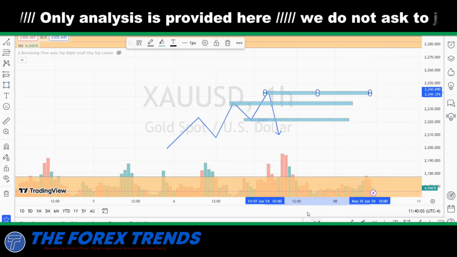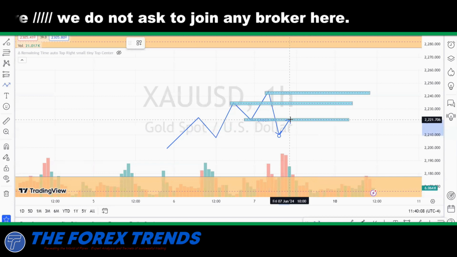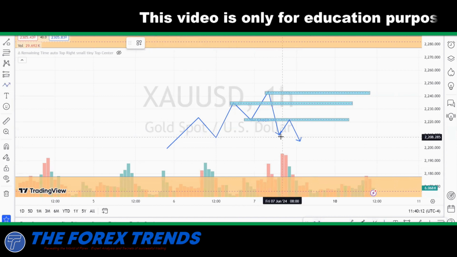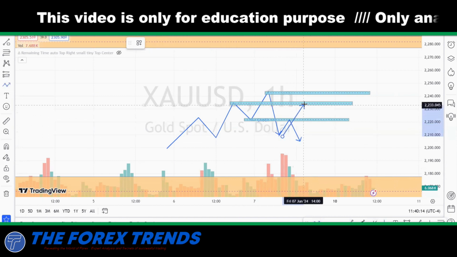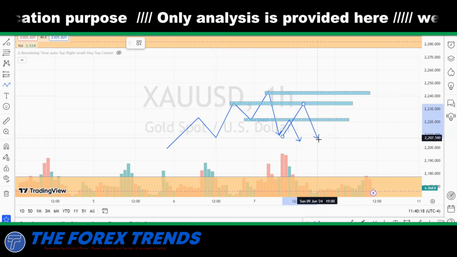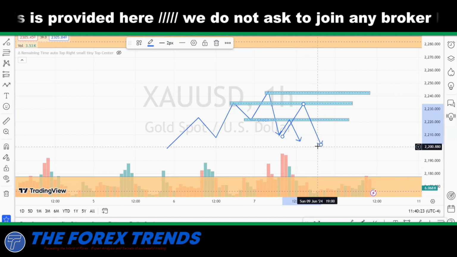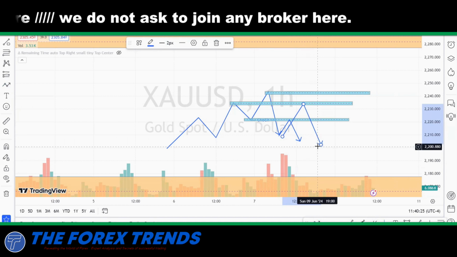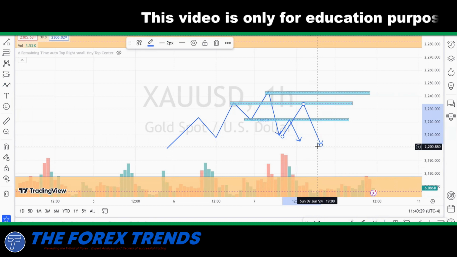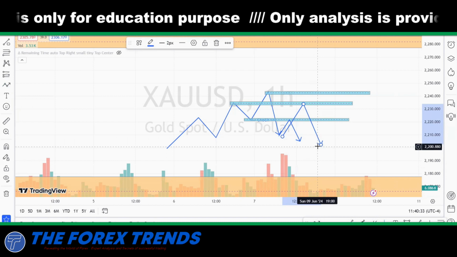If the market goes back to this level and gives some evidence, we initiate a sell from here. If the market goes back to this level and gives some evidence, we may initiate a sell from here also. This is the strategy of change of character. Similarly, when the market changes from bearish to bullish and bullish to bearish, the same strategy will work.